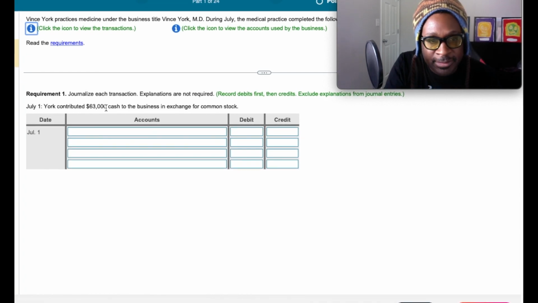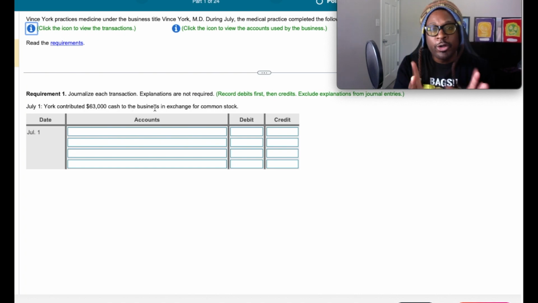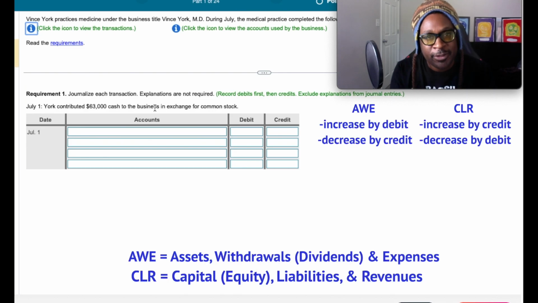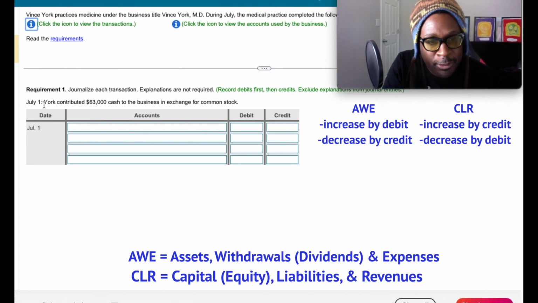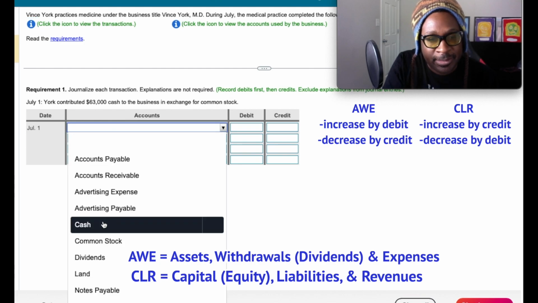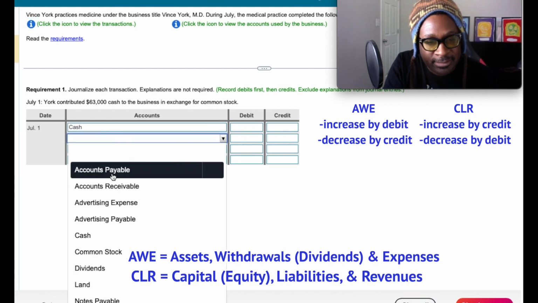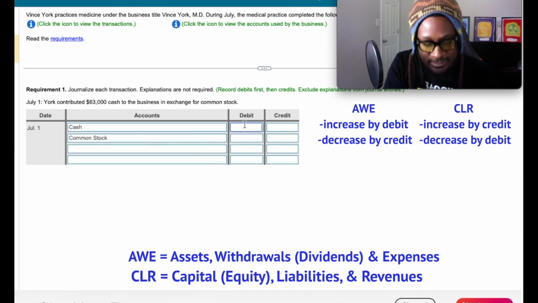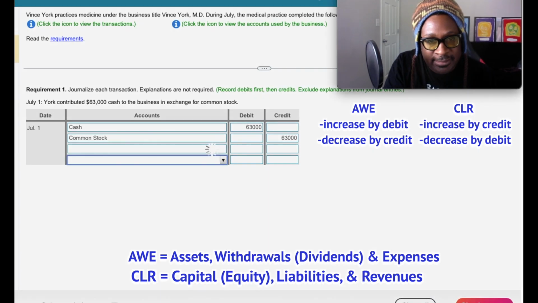July 1st, York contributed $63,000 cash to the business in exchange for common stock. So we're going to utilize the AWE CLR System. If you don't know about the AWE CLR System, I'll drop a link to a video that'll help you properly journalize these accounts correctly. Keywords, always identifying cash, common stock. Cash came into the business, cash is an asset, it's going up. Common stock is a part of stockholders' equity, and it is going up as well. Therefore, we are going to debit cash and credit common stock for the $63,000. We're going to check the answer.